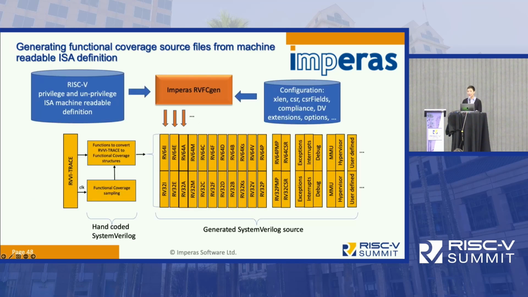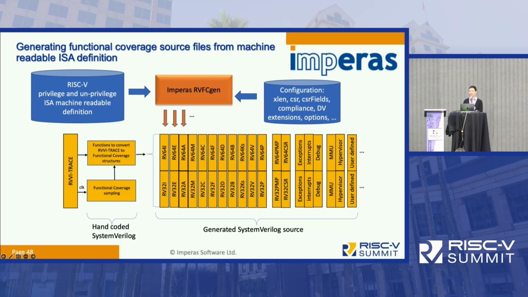And with that in mind, Imperas has developed a solution. It's a functional coverage code generator for the RISC-V ISA, which we call RISC-V ISA-COV. The inputs to the generator are a machine-readable definition of the ISA and a set of configuration parameters. So how it works is you would select the extensions that you want, and the generator will produce the functional coverage code for you.